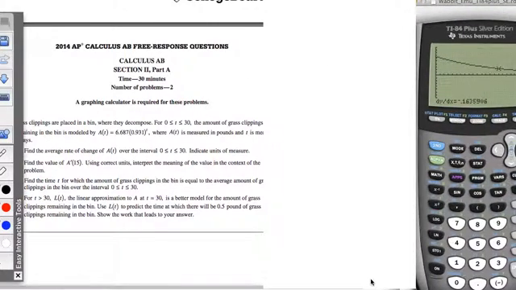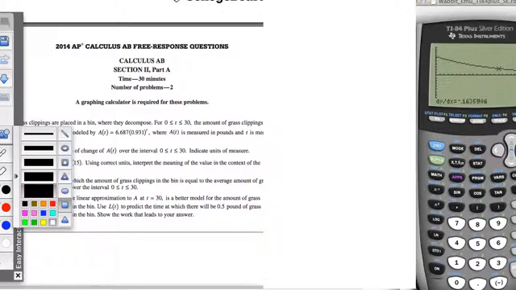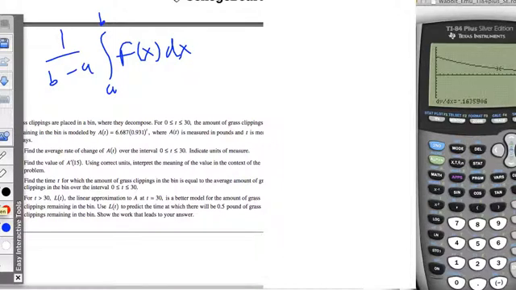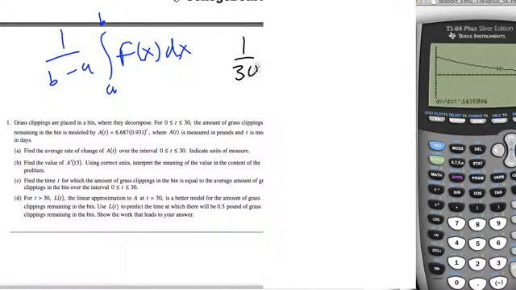So here's where we're going to do the average value formula. If you recall, the average value formula for the function f is 1 over b minus a, integral from a to b, f of x dx. So we are just going to apply this. Here's what we would write on the work. We would say 0 to 30, right? So we would say 1 over 30, integral from 0 to 30, a of t dt equals, and then at this point we're going to go to the calculator and use the magic button to get the actual amount.